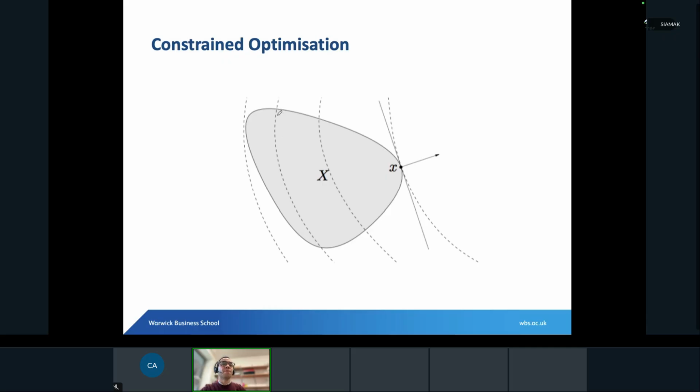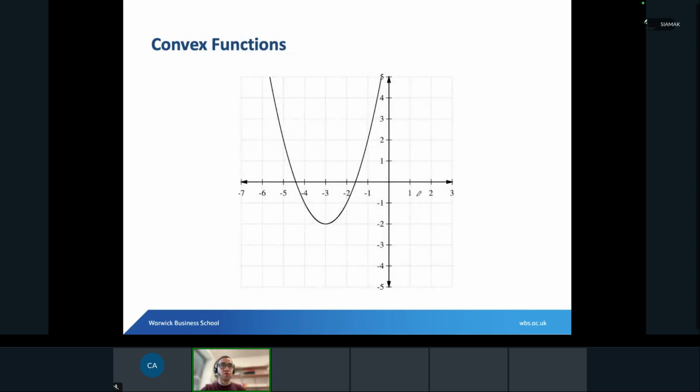Another example that we have here is constraint optimization, but you can see that there are some constraints which are not linear, and also the objective function is not linear. And this is the last point that we have, and this is our optimal solution.